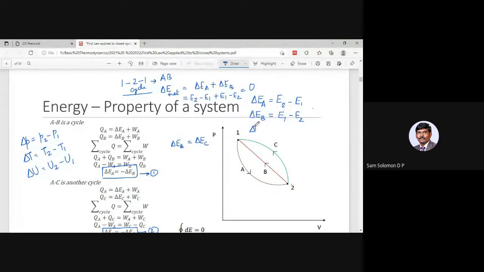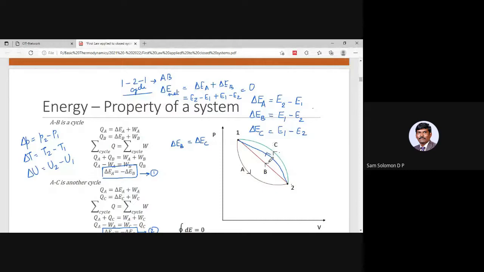What is delta EC? You are following a different path C, but still the final state point is 1, the initial state point is 2. And this delta EC is still E1 minus E2. That is why we say energy is a property of a system, because irrespective of the path you take, whether path B or path C, or maybe I introduce another path D over here, delta ED is also E1 minus E2. So irrespective of what path you take, you get the same answer.